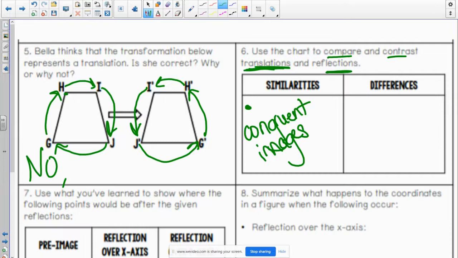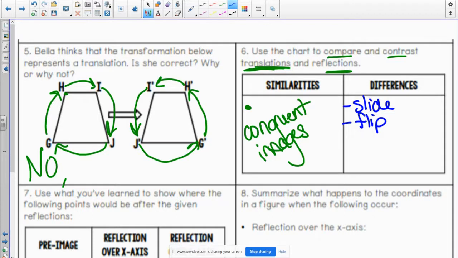If they're not congruent, you did something wrong. Some differences between them, well, just the movement. A translation is a slide. A reflection is a flip. So the movements themselves are totally different. You either slide across like a conveyor belt or you flip it over like a pancake.